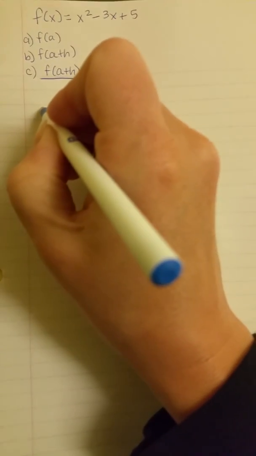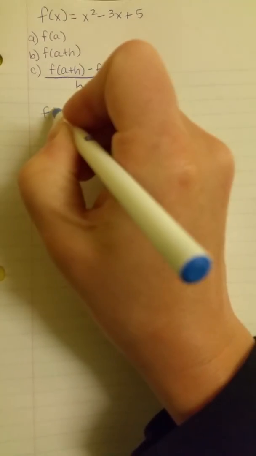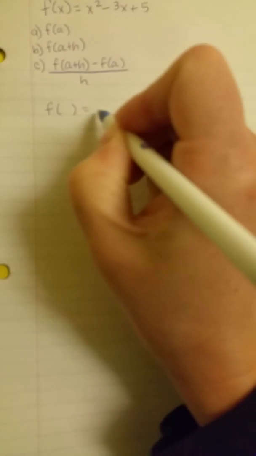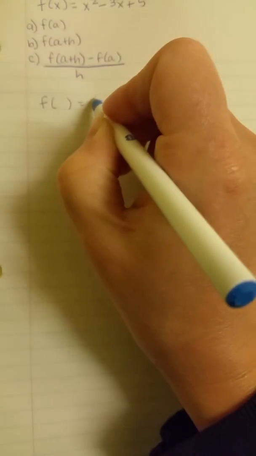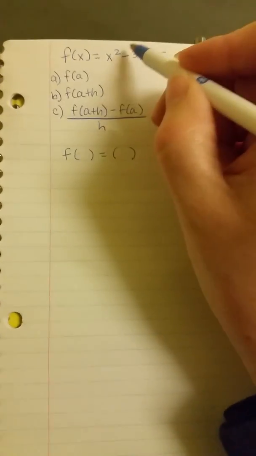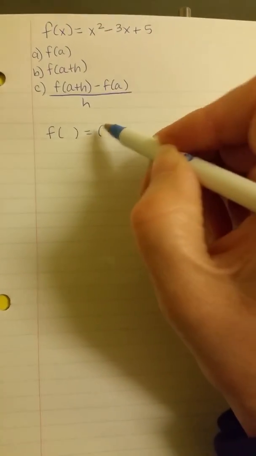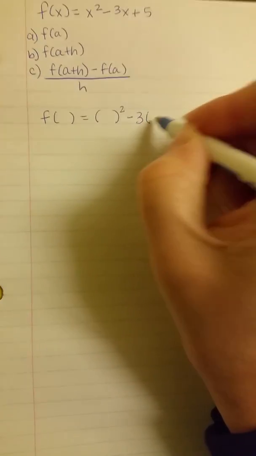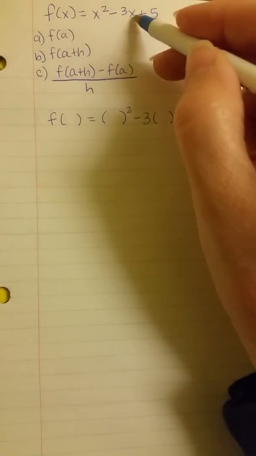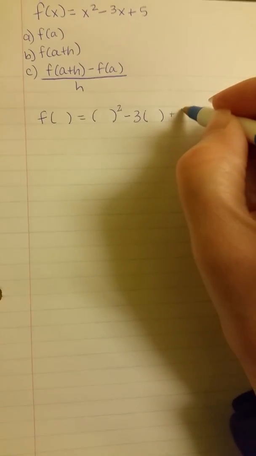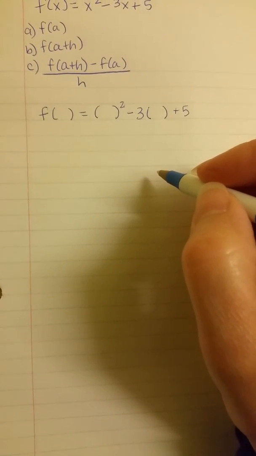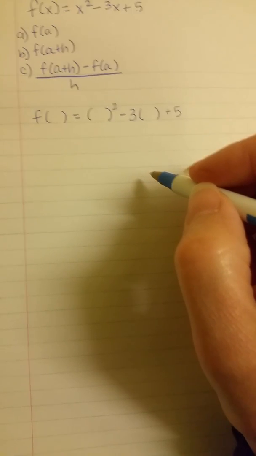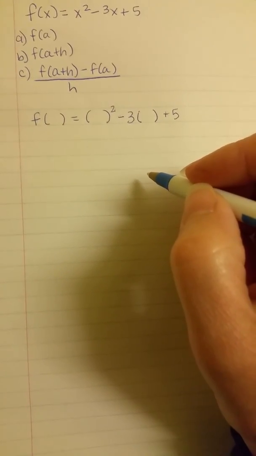So when I'm doing these, I think of f of whatever it is equals, wherever you see an x, just put parentheses instead. So I've got x squared, so I'm going to put parentheses squared minus 3 parentheses, because there's another x, plus 5. So now I can do part A and part B, and I can almost do part C if I think of it this way.